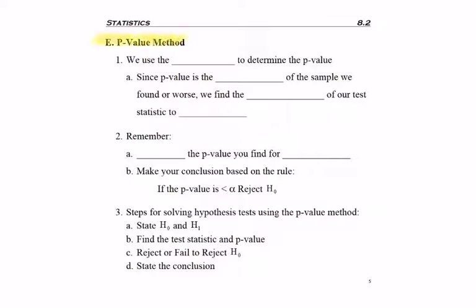So now we're going to go ahead and talk about the p-value method for solving a hypothesis test. So remember, there's the traditional method, which compares the test statistic to a critical value, or a second method, which is a p-value. And here what happens is we use the test statistic to determine what this p-value is. So the p-value is the probability of the sample we found or worse, something more extreme from the data.